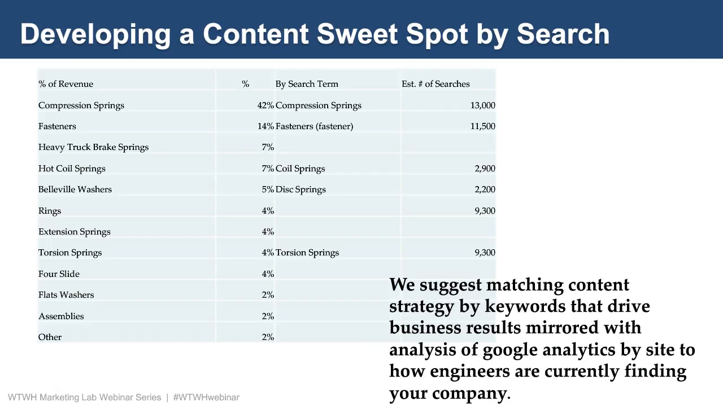During this keyword analysis, I asked my client, what are your main products that bring in the revenue, and they gave me this list. I then analyzed where it would make the most sense to create the content for these certain products. As you can see, compression springs brings in 42% of their revenue, and this term has 13,000 monthly searches. Needless to say, we're going to be creating a lot of content about these compression springs in the future.